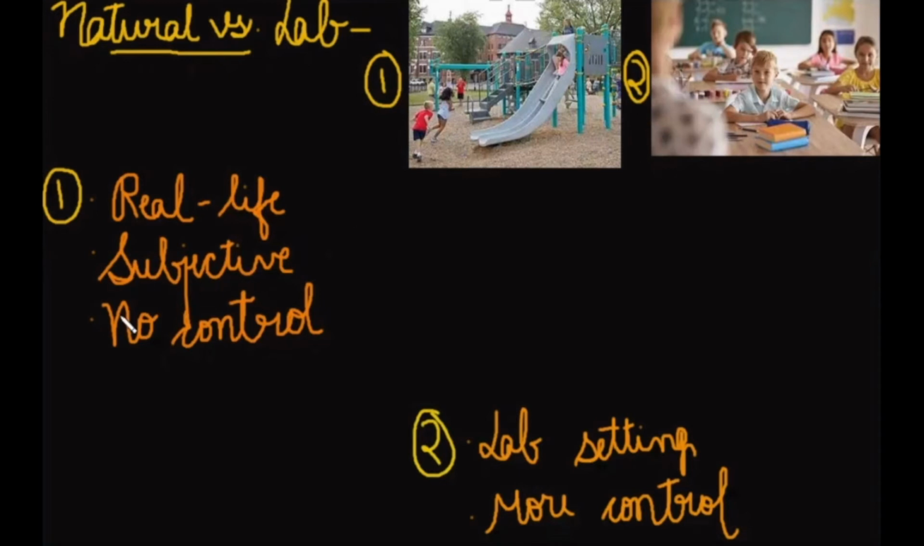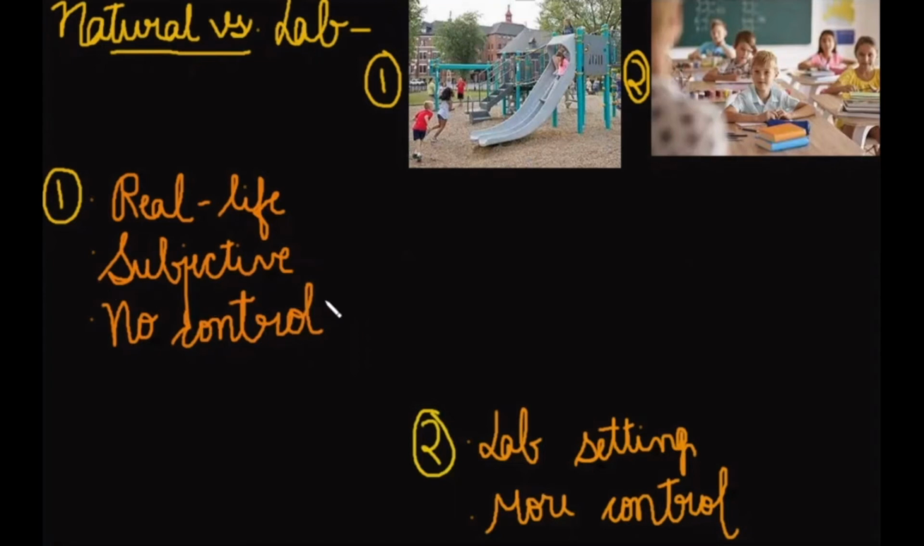Number two, observer has little to no control over the interpretations. There is no control. Why isn't there any control? Because kids are in the playground, they're playing the way they want to. Maybe they'll share their toys, maybe they'll not share their toys, maybe they'll let their friends slide first, or maybe they will themselves slide first. So there is no control of the observer. The observer just has to record the behavior which is taking place over here.